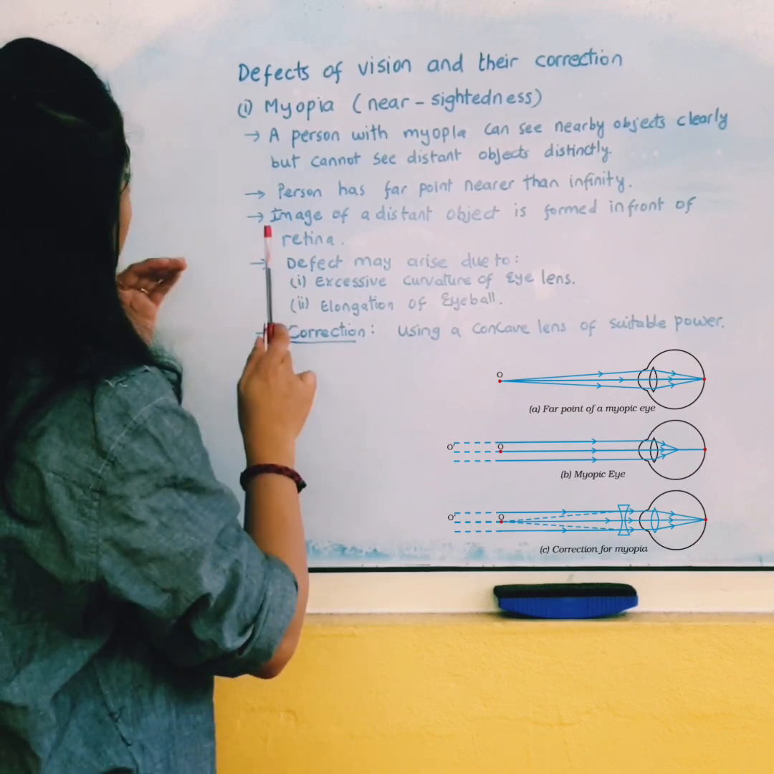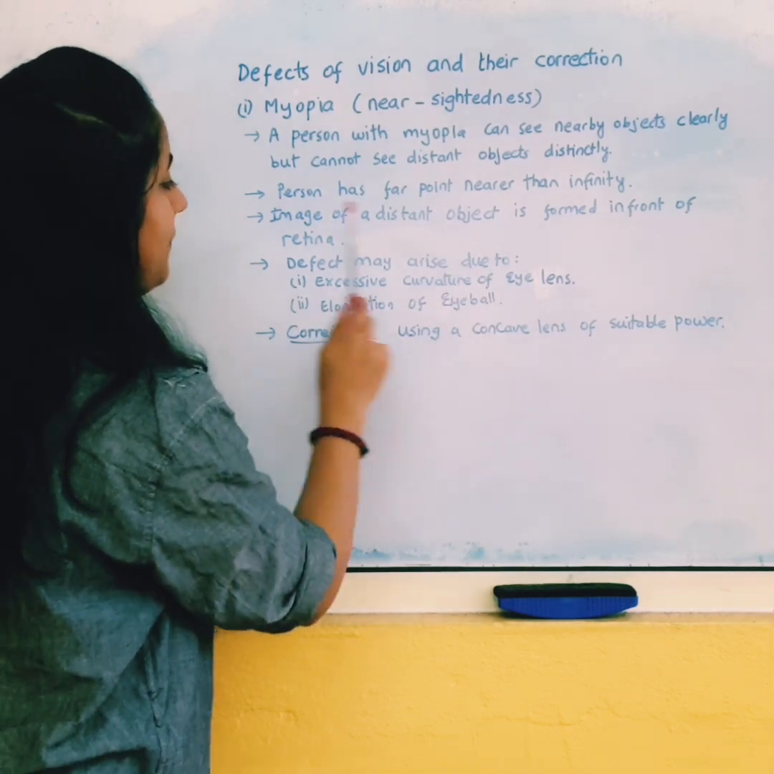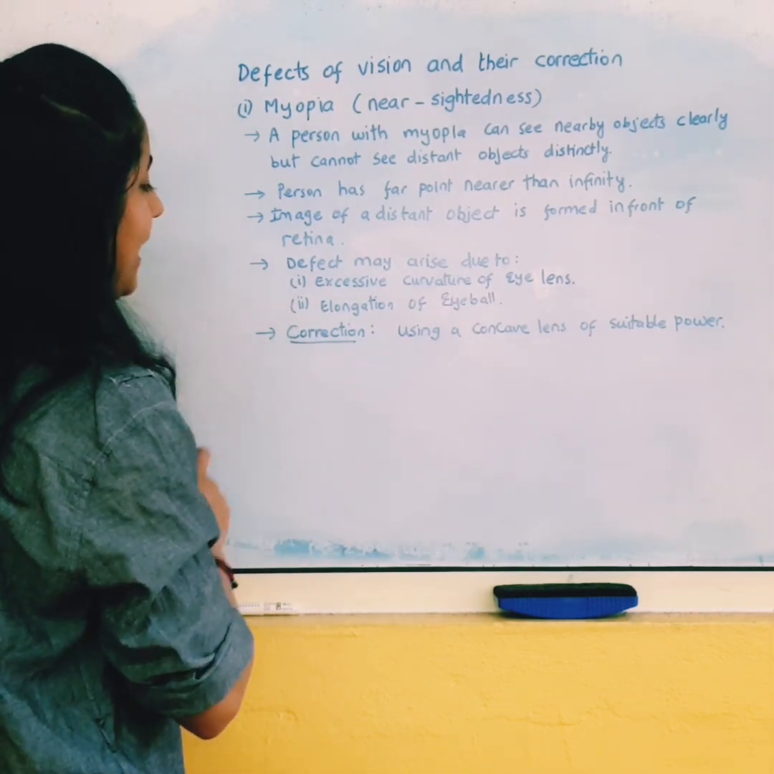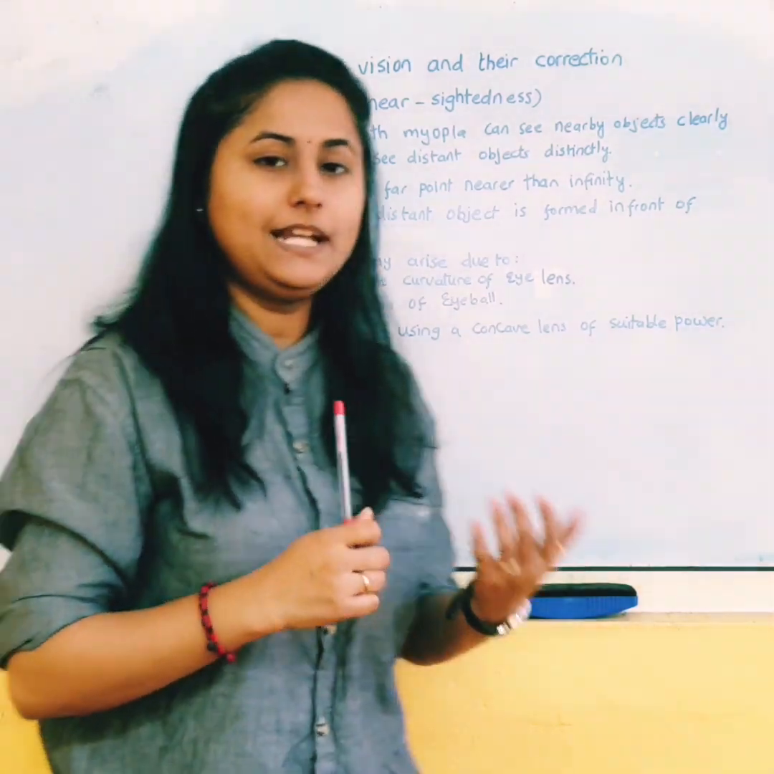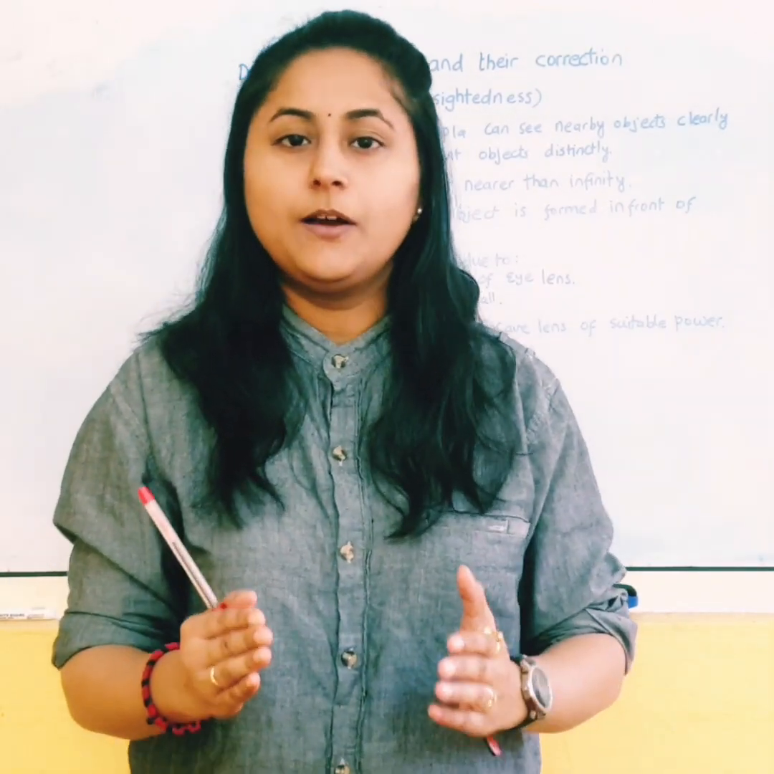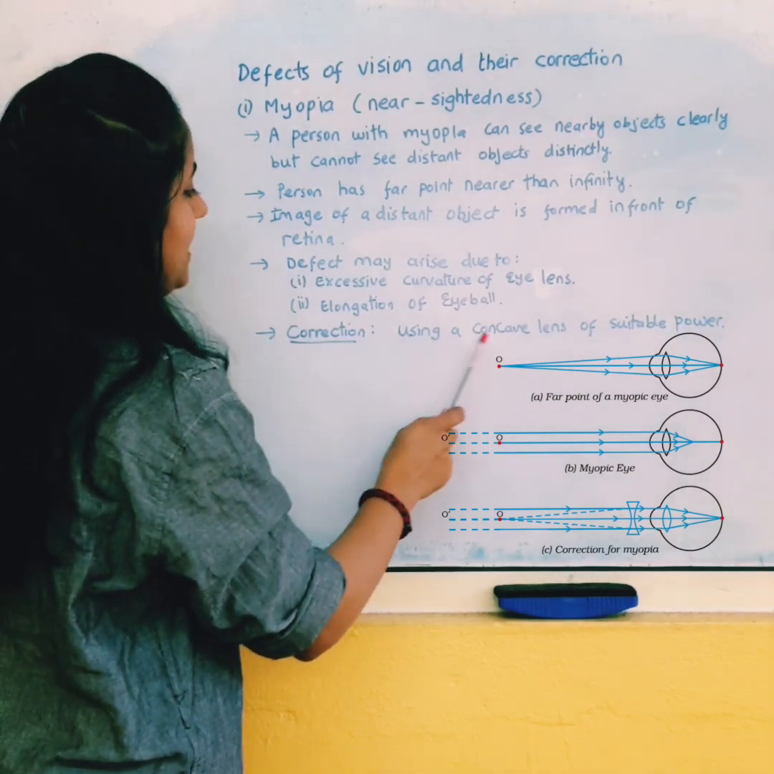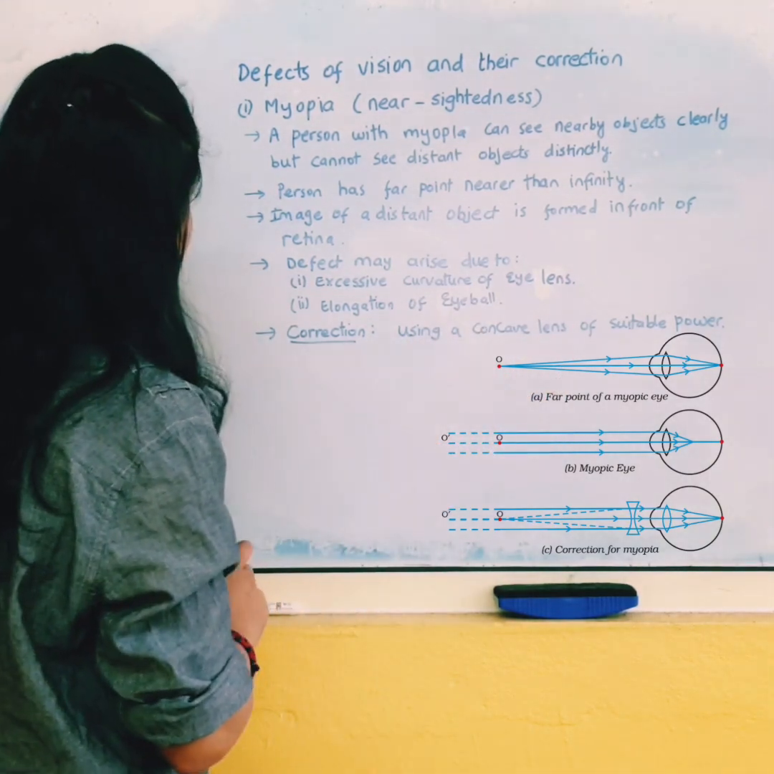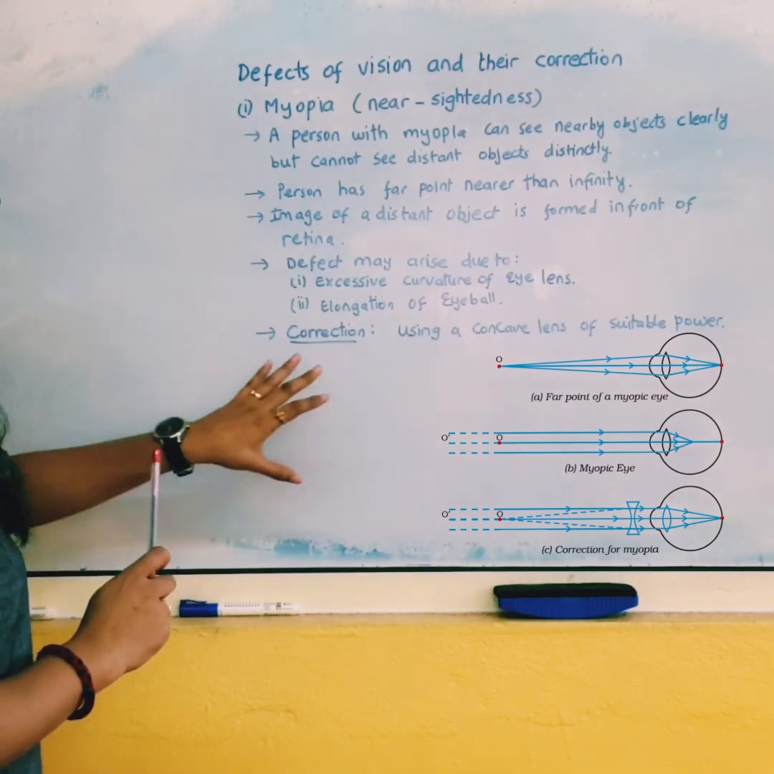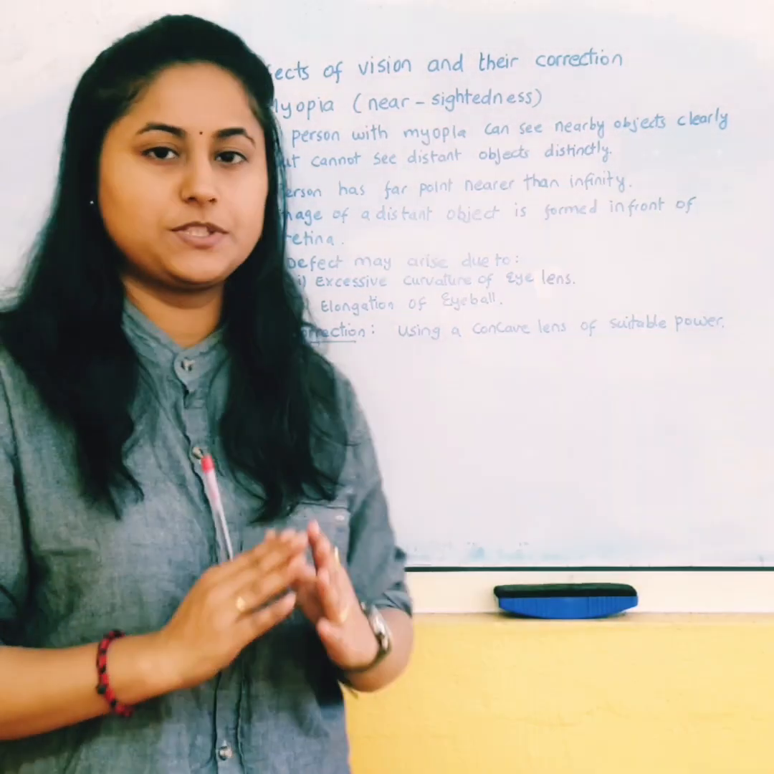Now, this defect may arise due to two things. One is excessive curvature of the eye lens, and second, elongation of the eyeball. This can happen if a person is reading books in dim light, or watching TV, or using a phone by keeping the screen too close to the eyes. This defect can be corrected by using a concave lens of suitable power. These are the diagrams you need to learn here, and this is the first defect we have studied.